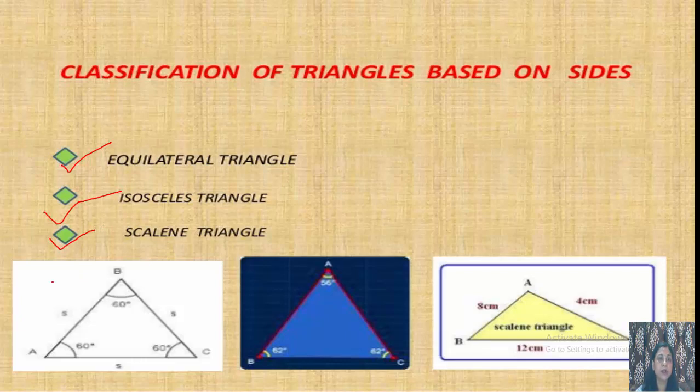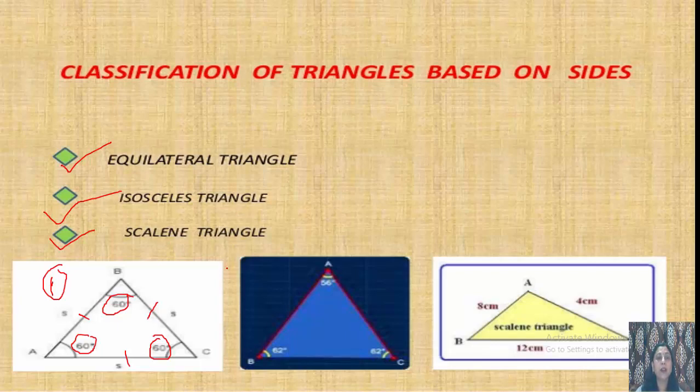As you can see in this figure, number 1. This triangle is an equilateral triangle because its three sides are equal. That is, AB is equal to BC is equal to CA. An equilateral triangle is also known as equiangular triangle because its all angles are also equal. As you can see that each angle of this triangle is of 60 degree. The equilateral triangle and an equiangular triangle is one and the same thing.